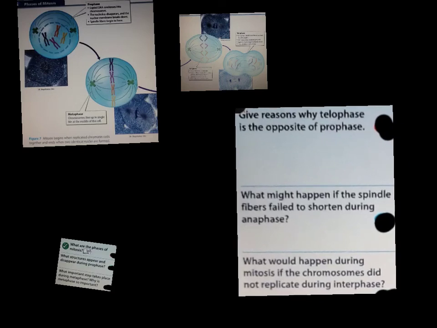Now, pick one of the following three questions to answer in your science journal, writing the question and the answer, please. First one, give reasons why telophase is the opposite of prophase. Question number 2, what might happen if the spindle fibers fail to shorten during anaphase? And question number 3, what would happen during mitosis if the chromosomes did not replicate during interphase? So one of those three questions, you are writing it down and answering it in your science journal.